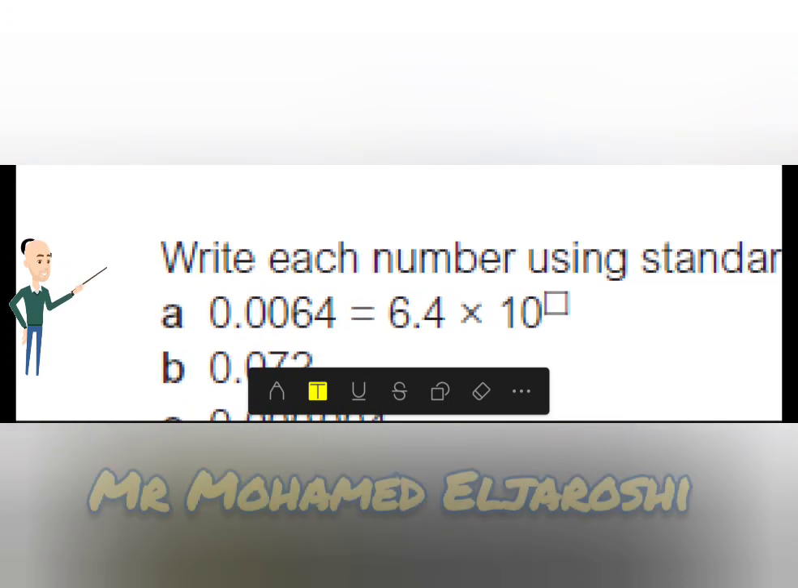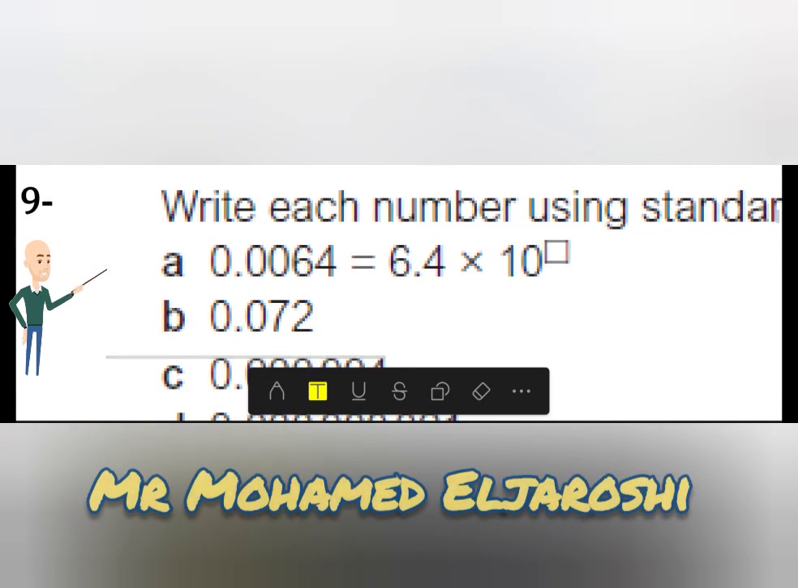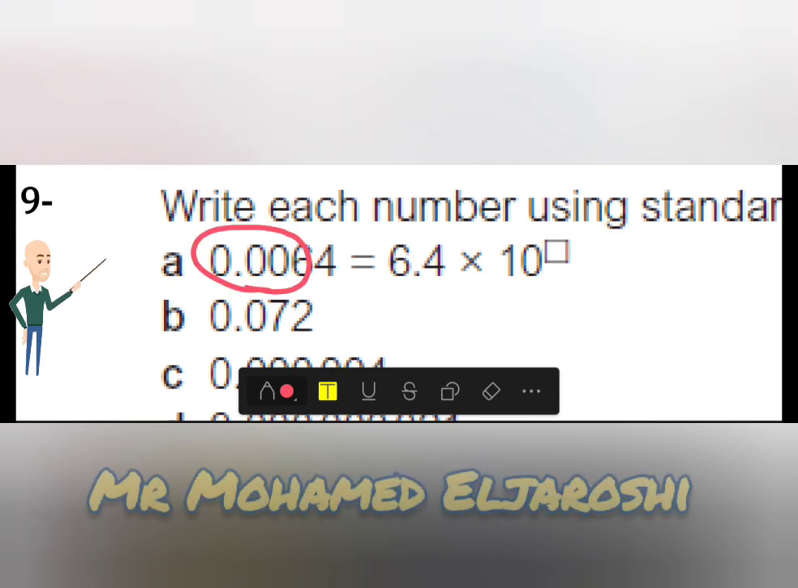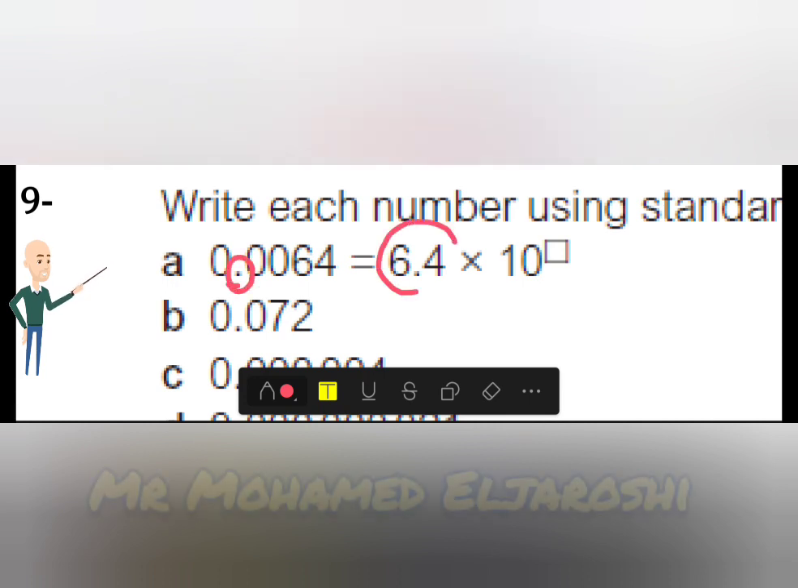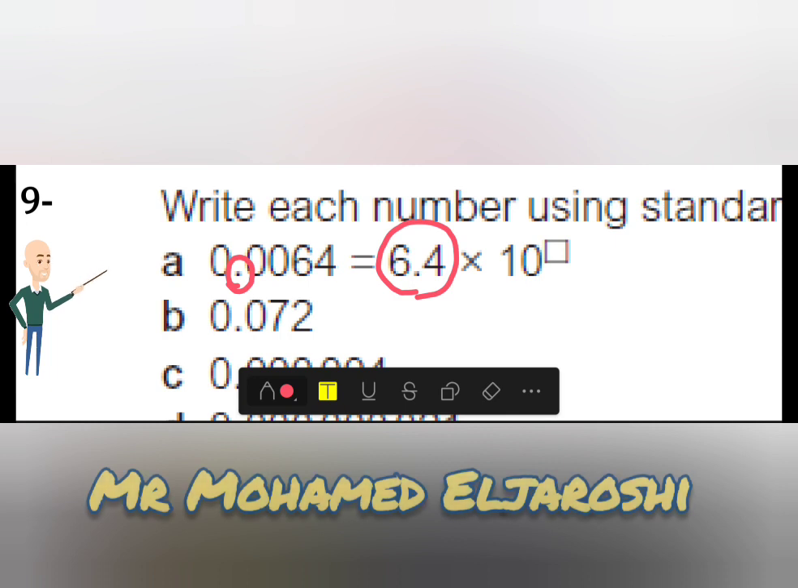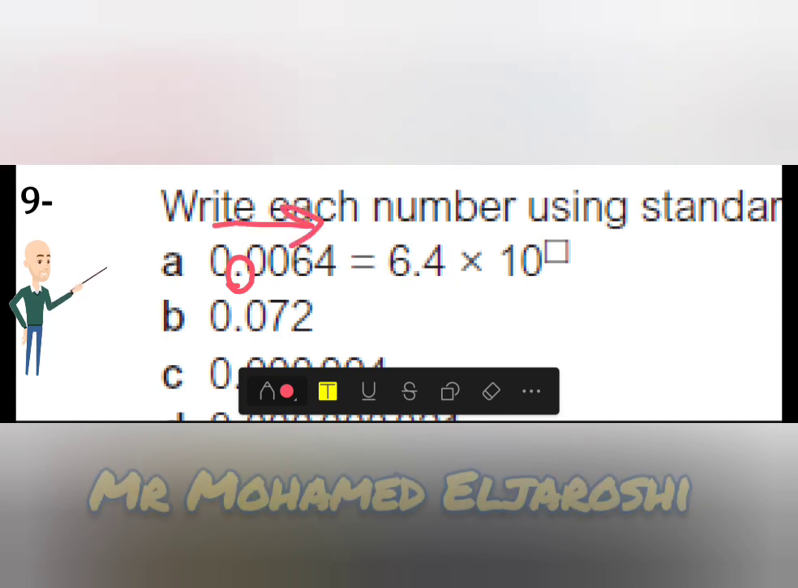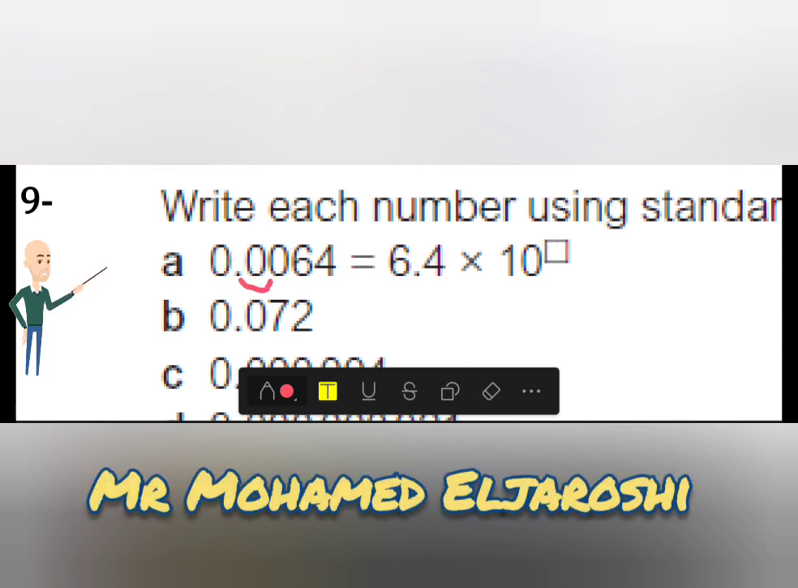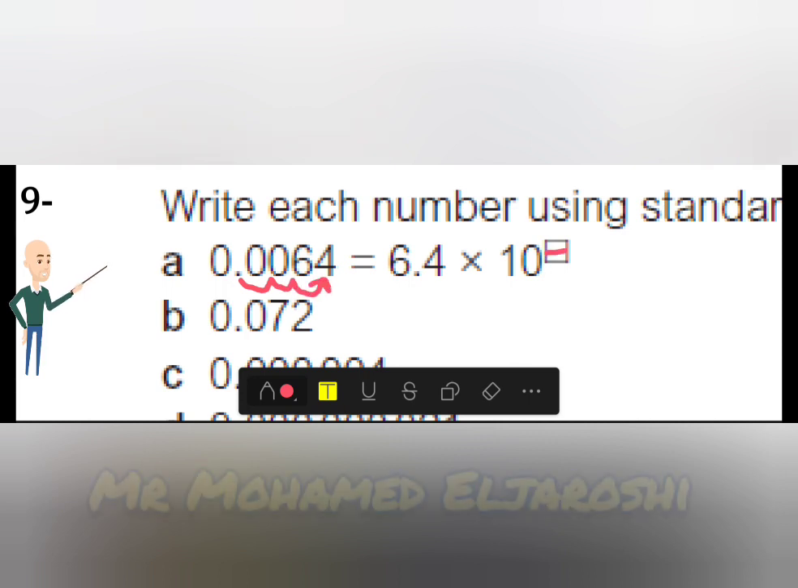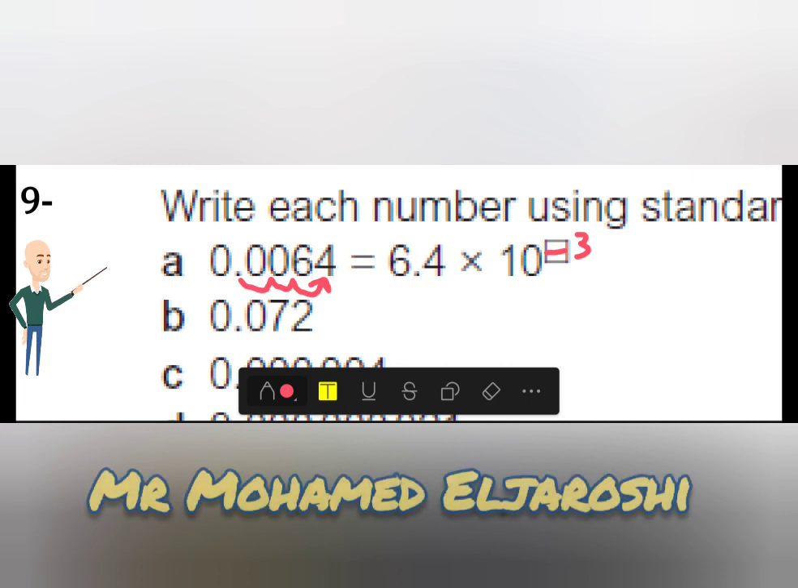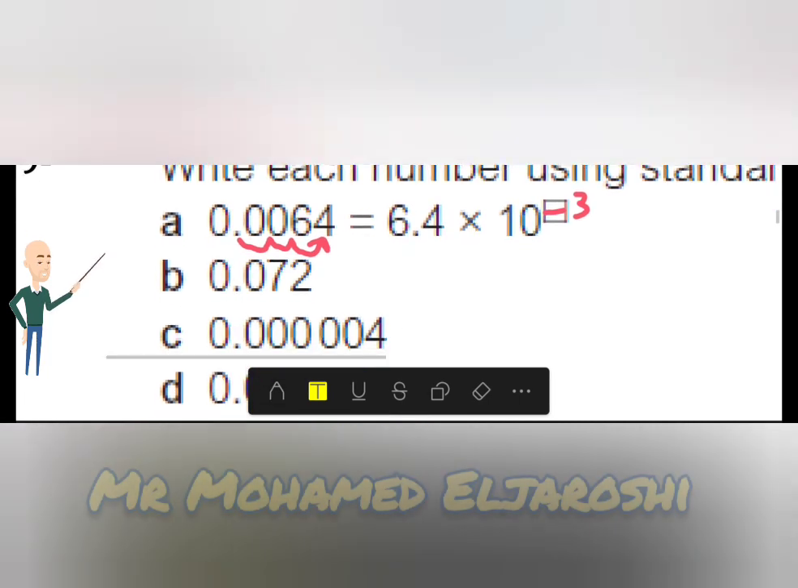In question A, we have 0.0064. We're going to move the decimal point from here to make the number between 1 and 10. This is very important. And we're moving this way, so the power will be negative. That's so important. Now, let's move it together. 1, 2, 3. Very good. So it's going to be negative 3. Good job. Now let's check question B.